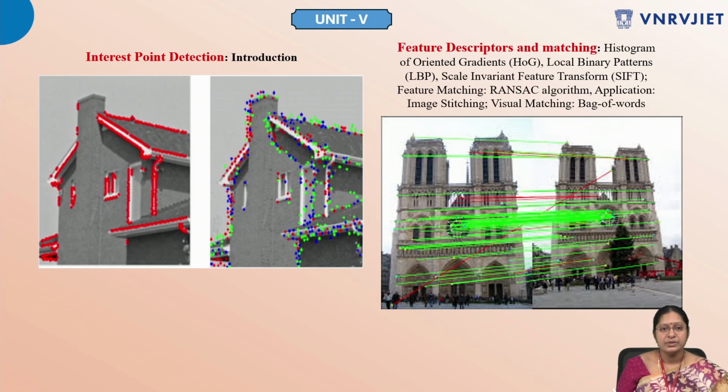Next, this is the last unit. We have interest point detection. This is the introduction topic. And next, feature descriptors and matching. Here we have different types of techniques and models which we apply for matching images, whether they are equal or not. Here we apply histogram of oriented gradients, local binary patterns, and scale invariant feature transform, etc.